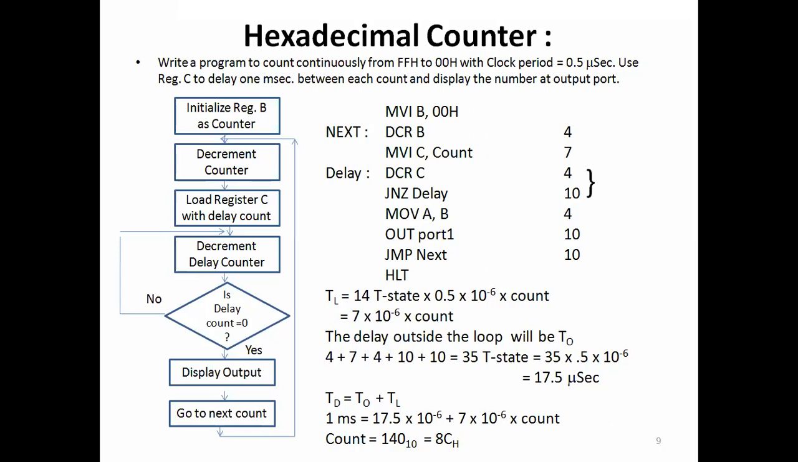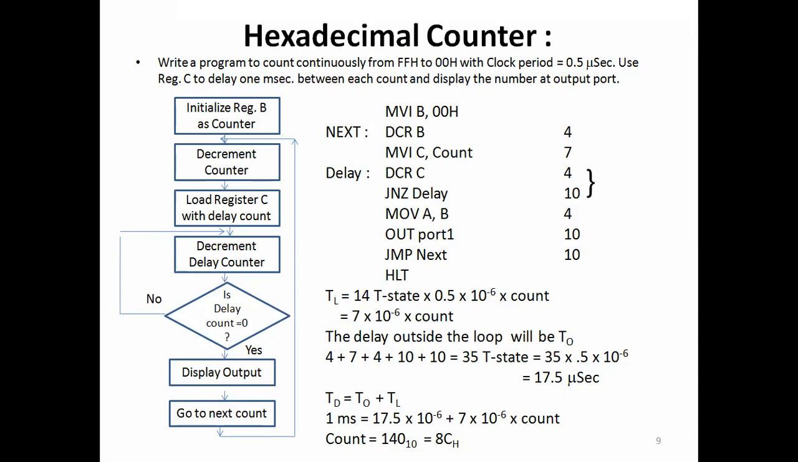Now the problem says to use register C to delay 1 millisecond. Here we require only 1 millisecond between each count and display the number at the output port. So let us first understand the problem itself.